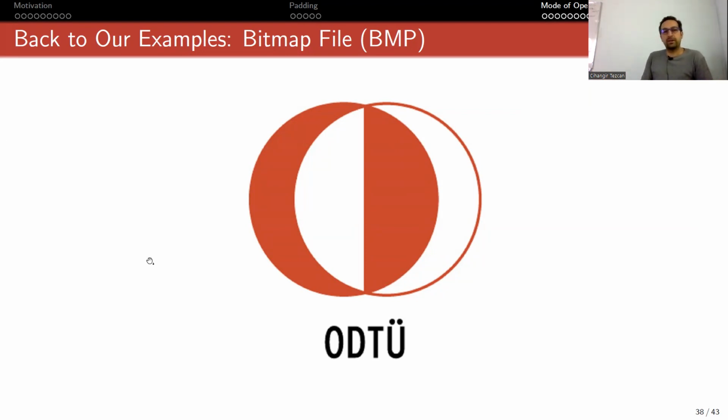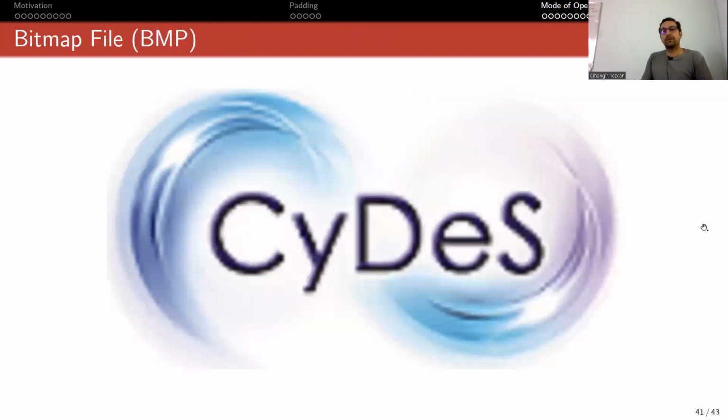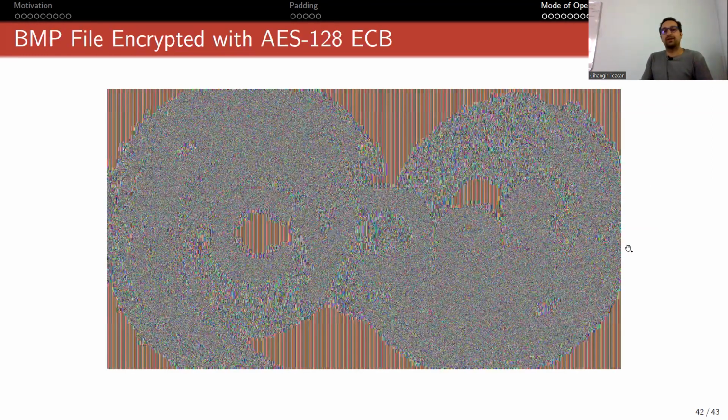Let's look back at our motivation. We said that if I have a BMP file and encrypt it in ECB mode, it doesn't look nice, right? We can capture a lot of information. So the question is, what happens if I encrypt the same image in counter mode? And this is what you will see. Full noise, no patterns. This is what an encryption should look like. Similarly, if you look at the picture, this is what we get in ECB mode, and this is what you get in counter mode.